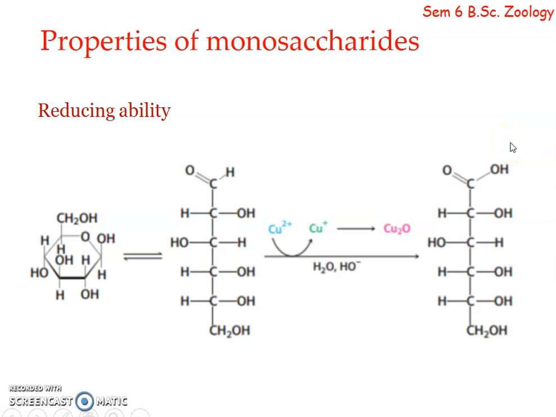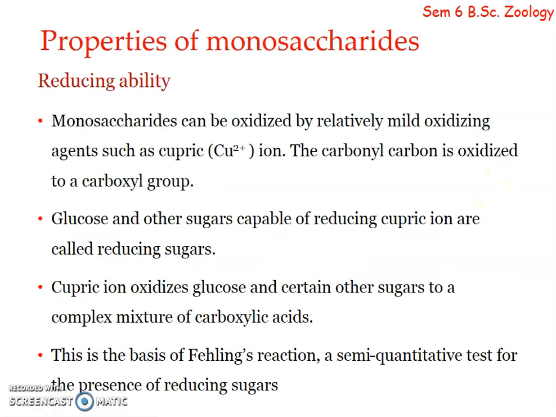Where is it getting oxidized? It is getting oxidized at this position. As a result, instead of CHO, it becomes COOH. Clear? It is getting oxidized. So it is a redox reaction. So what is reducing ability? Reducing ability or reducing power of monosaccharides means that these monosaccharides get oxidized while reducing some other molecule.